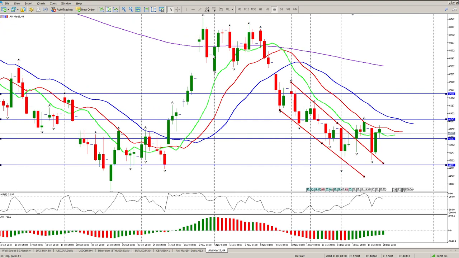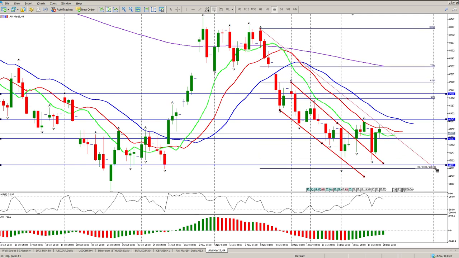Now, the other thing that we want to look at is the Fibonacci here, because we're looking for anything to the 50 and 61.8. So you'll see that level is just above the 50, and then on the top here is our 61.8, which still is below the 200 moving average on the 4-hour.